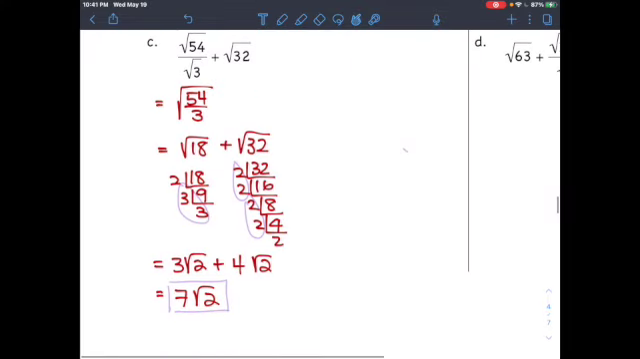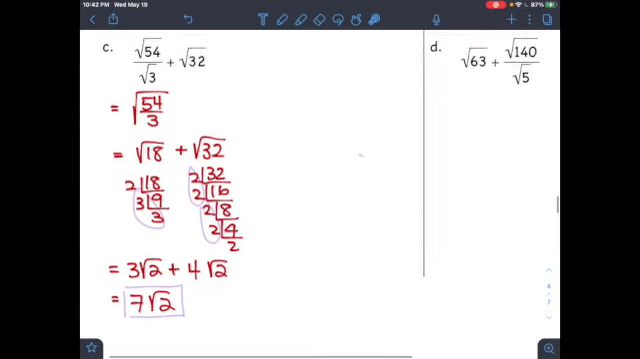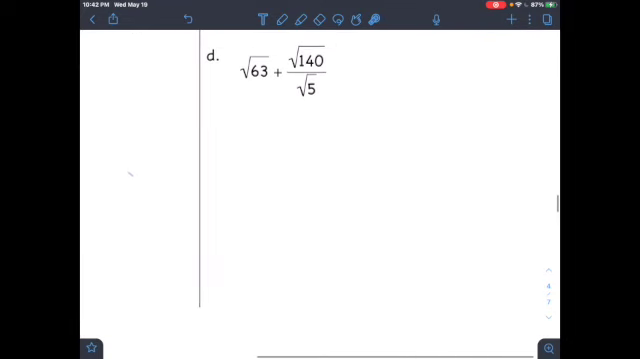Letter C, what I did is I divided 54 by 3 because there's no way I can break that down. And I got lucky, I got root 18. Now, once I have root 18, I know I can break it down. That's 3 root 2. And I also have a root 32, which we know how to break down. That's a pair of 2's. That becomes 2 times 2, which is 4 root 2. And because the root 2 and the root 2 are the same, I know I can combine them. 3 plus 4 equals 7 root 2. So that's letter C. And please try letter D, and I will check the answers.